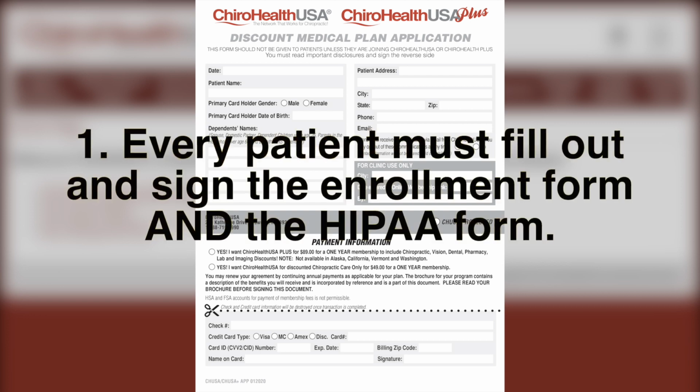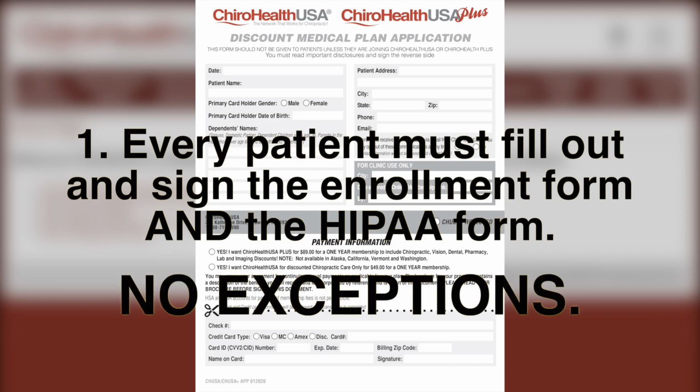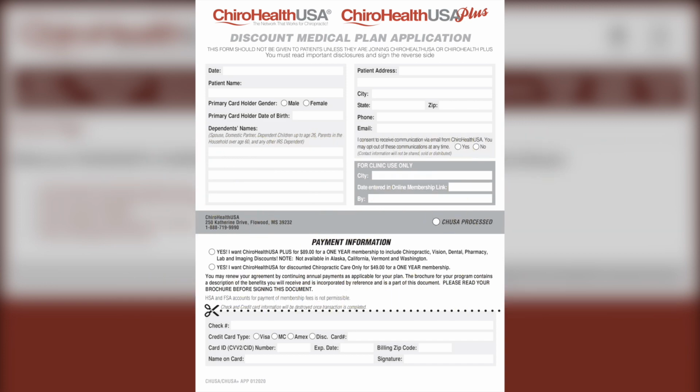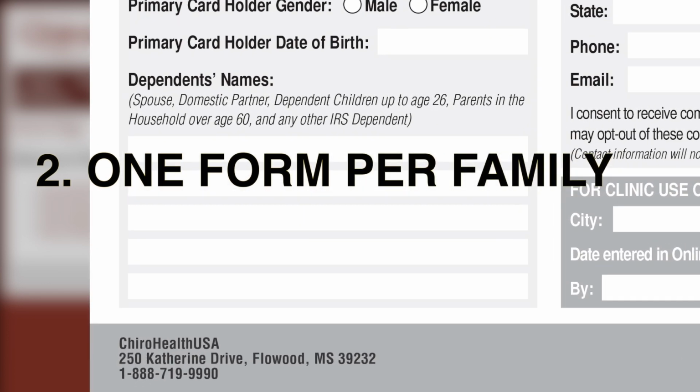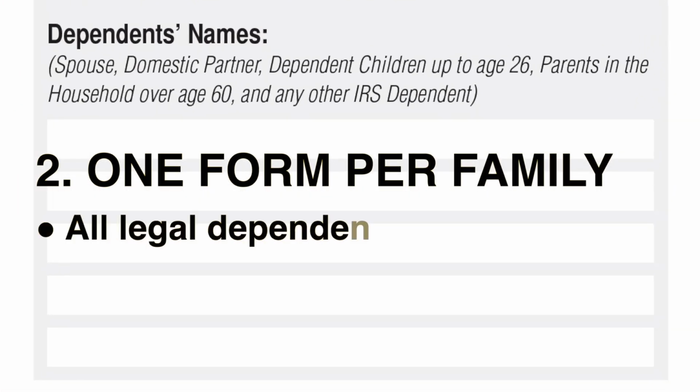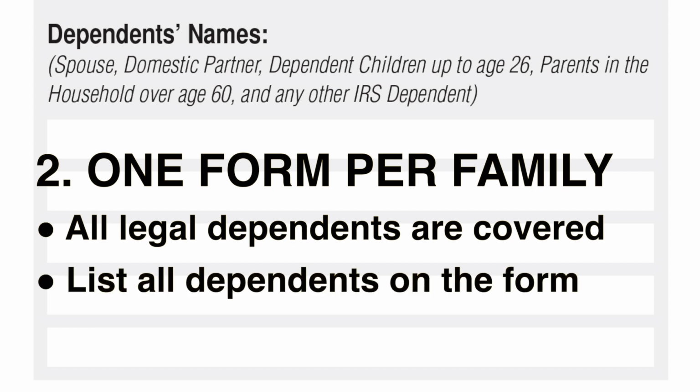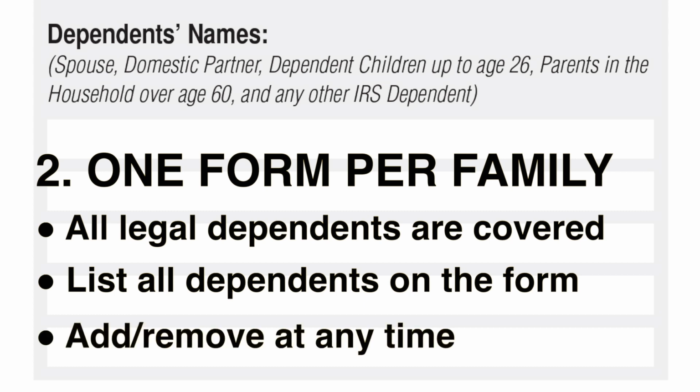Every patient must fill out and sign the membership form and the HIPAA form. No exceptions. That being said, only fill out one form per family. All legal dependents are covered under the single $49 fee. All dependents should be listed on the form. Dependents can be added or removed from this form at any point during the year.